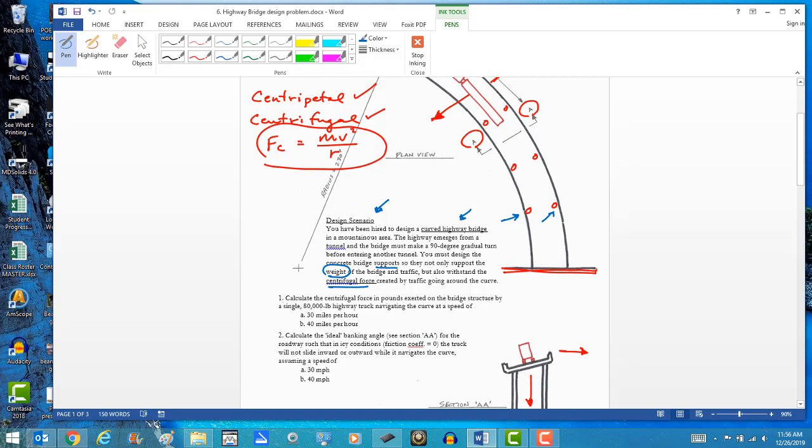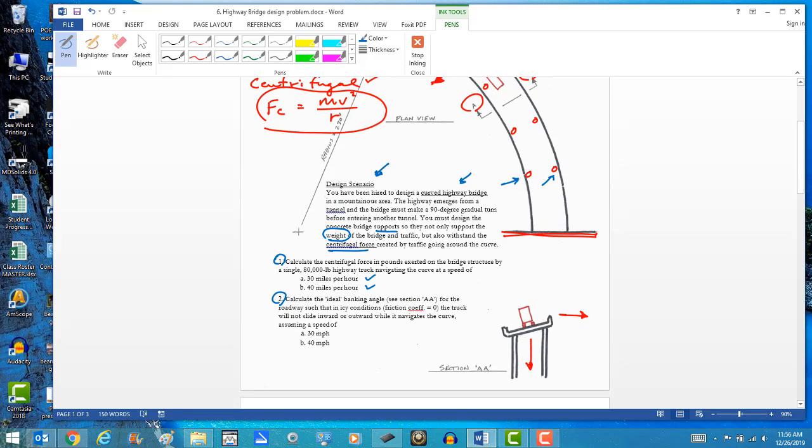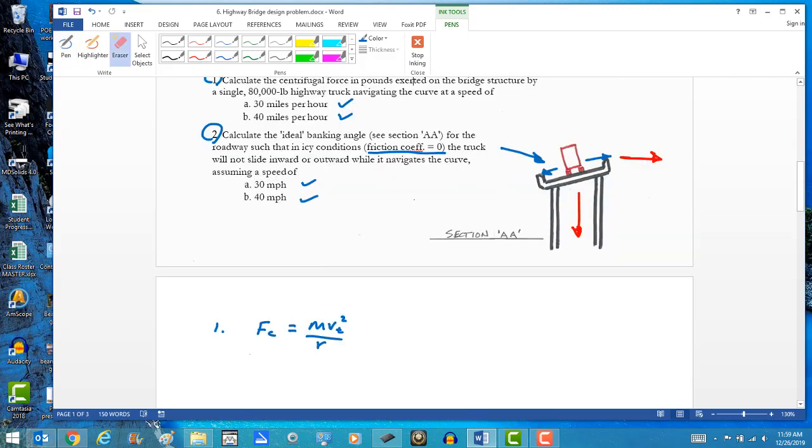So there's going to be two parts to this. Calculate the centrifugal force exerted on the bridge by this truck going at two different speeds and compare. And then calculate the ideal banking angle that you would design on this roadway such that in icy conditions, in other words, no friction, the truck will not slide inward and crash, or will not spin out and crash in that direction, assuming these two speeds. So part one, we'll use this equation where m is the mass of the truck. We're going to need to figure that out in slugs.